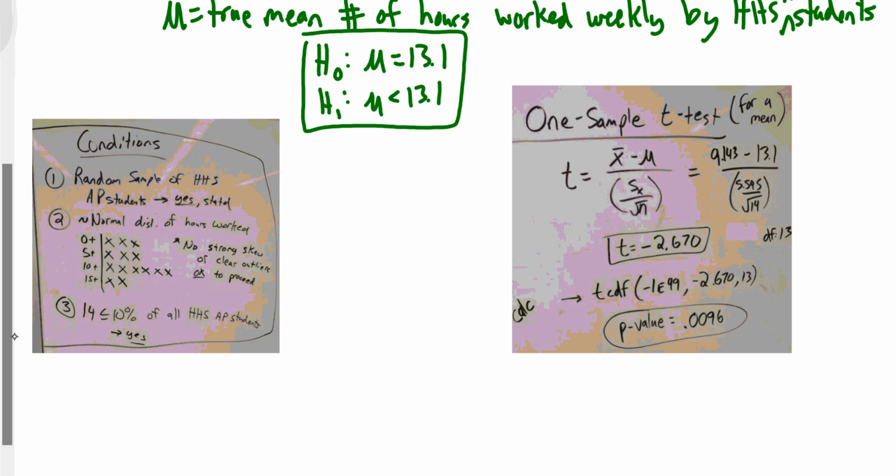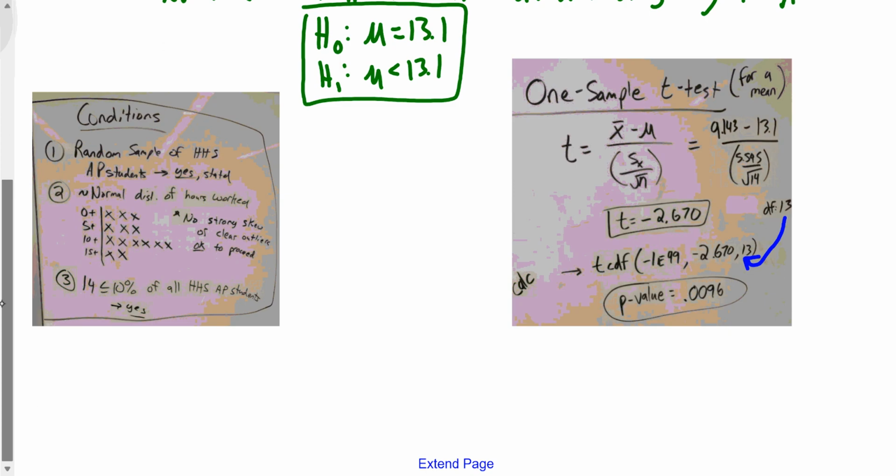Because it's a negative, I'm just going to put my lower bound as negative infinity, or negative 1 E99 works. Upper bound is negative 2.67. We're looking for that tail probability, degrees of freedom. Remember, right there is 13. Gives me a p-value of 0.0096, which is fairly low. Now, once you have your p-value, you can make your conclusion.